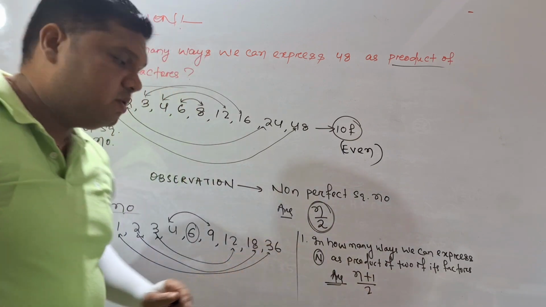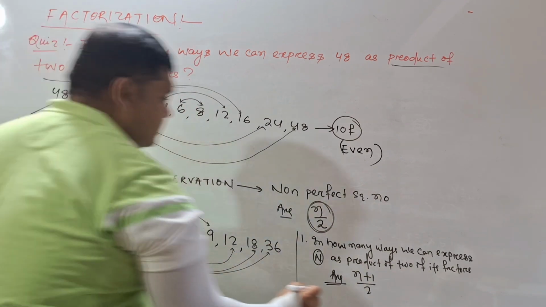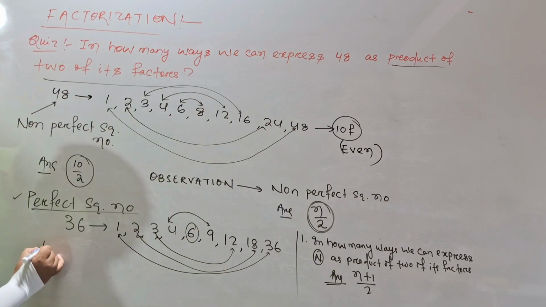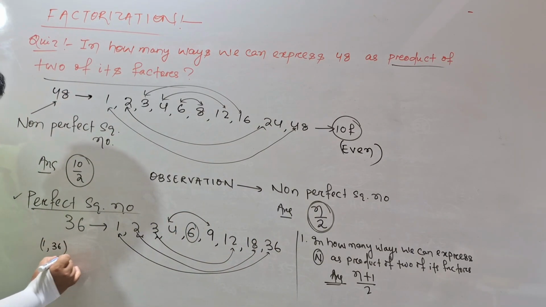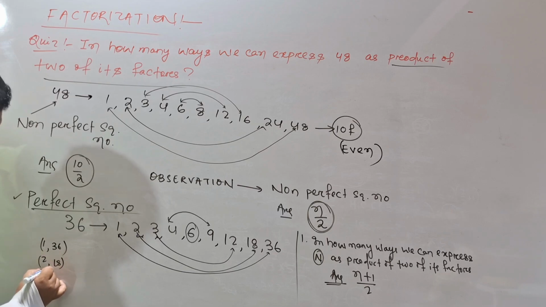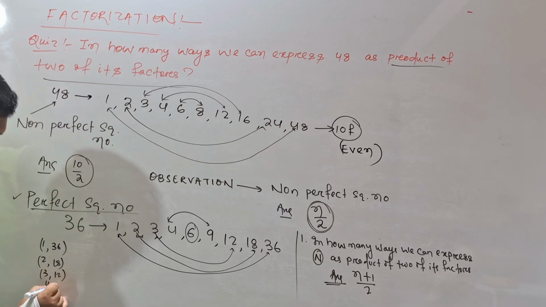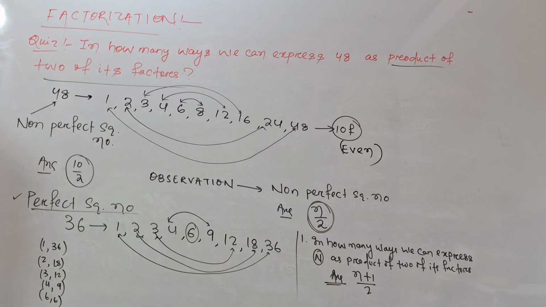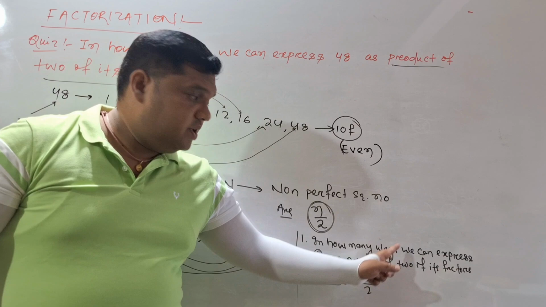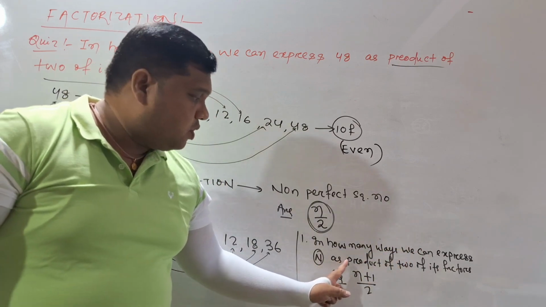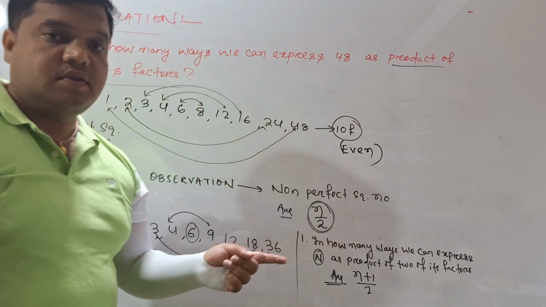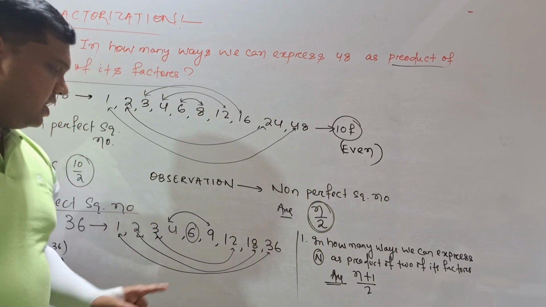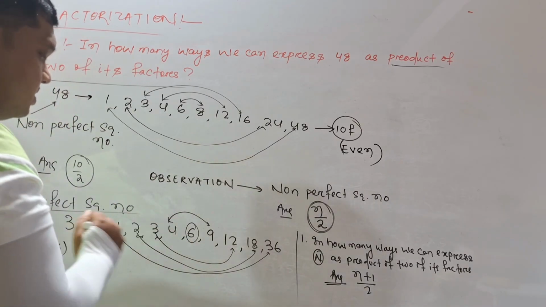(9 plus 1) by 2. And pairs, you can say, if I want to write here, the pairs are 1 and 36, 2 and 18, 3 and 12, 4 and 9, and 6 and 6. It is visible, so 5. Okay. But if the question is, in how many ways can we express the number as a product of two of its distinct factors? If two distinct factors are required, 6 into 6 is not possible.